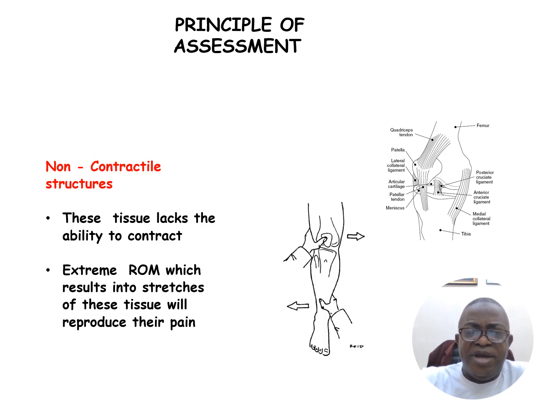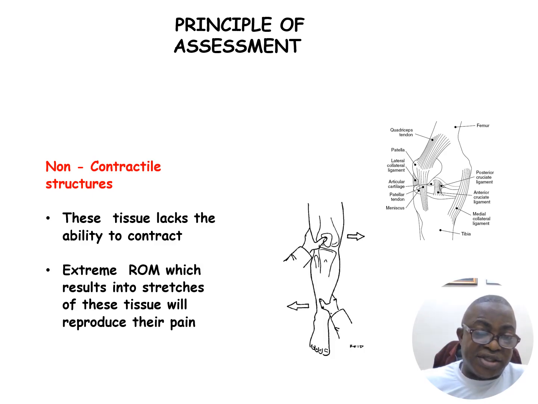All right, passive movement to the end of range will stimulate the pain or discomfort in non-contractile structure. Take for instance, when we're doing valgus and varus stress test in the collateral ligament of the knee joint, you'll recall that the ligament is a non-contractile structure, and before you can detect any lesion in the medial collateral ligament, for example, then you will need to apply a valgus stress test, isn't it?